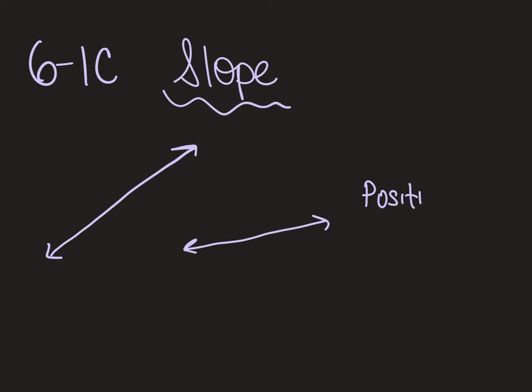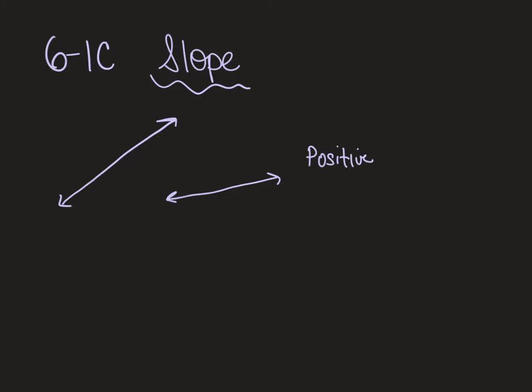Uphill is considered a positive slope. If you're riding your bike downhill, this would be a very steep downhill, and this would be more of a gentle downhill. Downhill slopes are negative. We give them a negative number. And this would be a larger digit, and this would be a smaller digit.